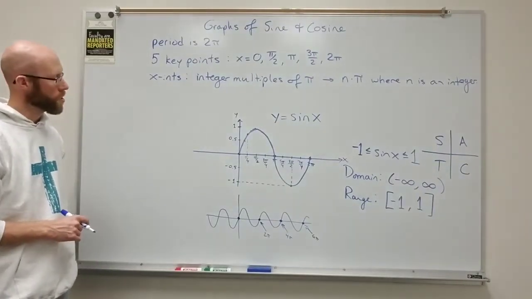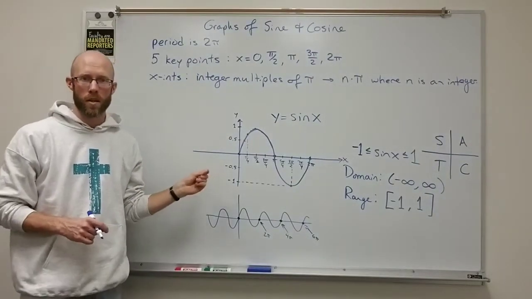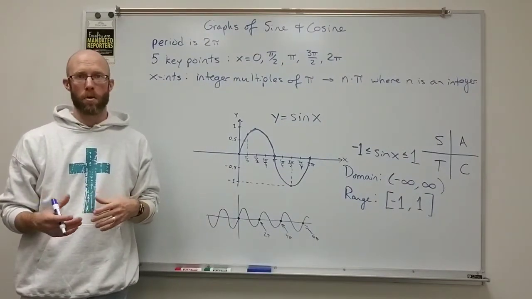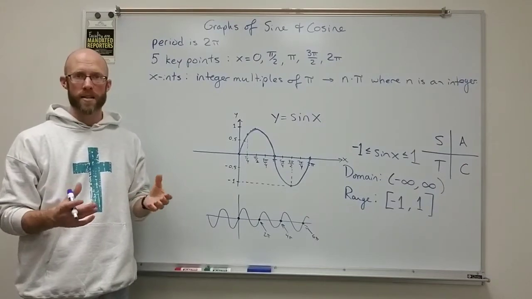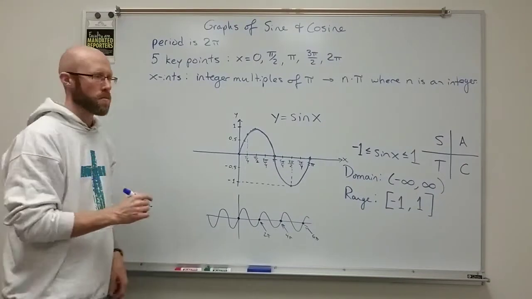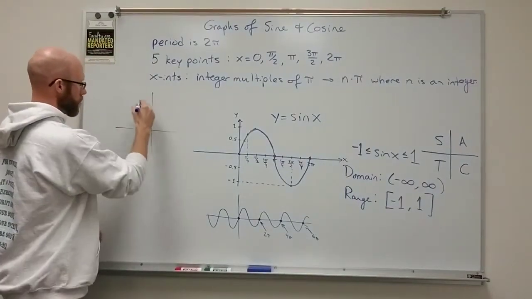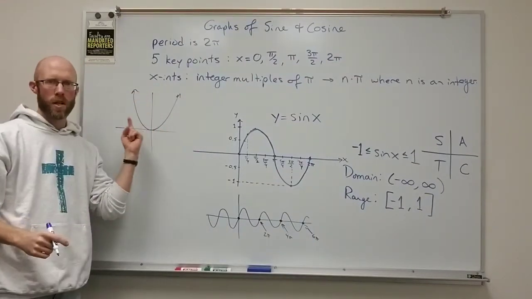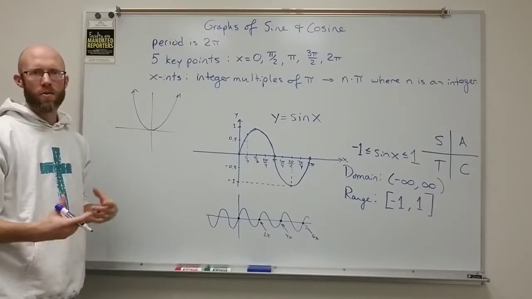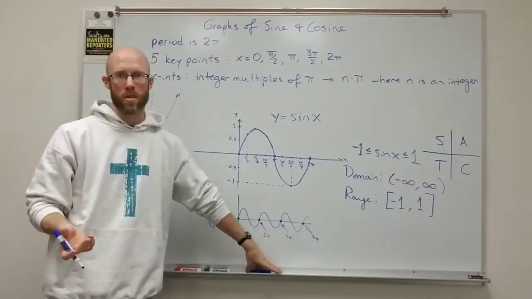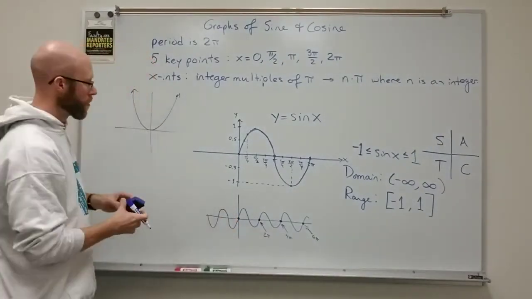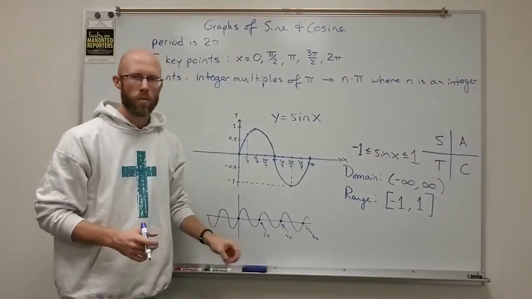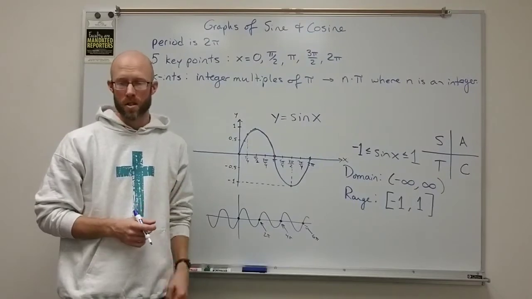There's also some very interesting symmetry here. Some of you may have seen graphs before, like parabolas in an algebra class that have y-axis symmetry, right? On a parabola you might have some sort of symmetry around the y-axis. And of course there are many other functions that have many other types of symmetry to them. The sine function has symmetry that we would call the origin symmetry.